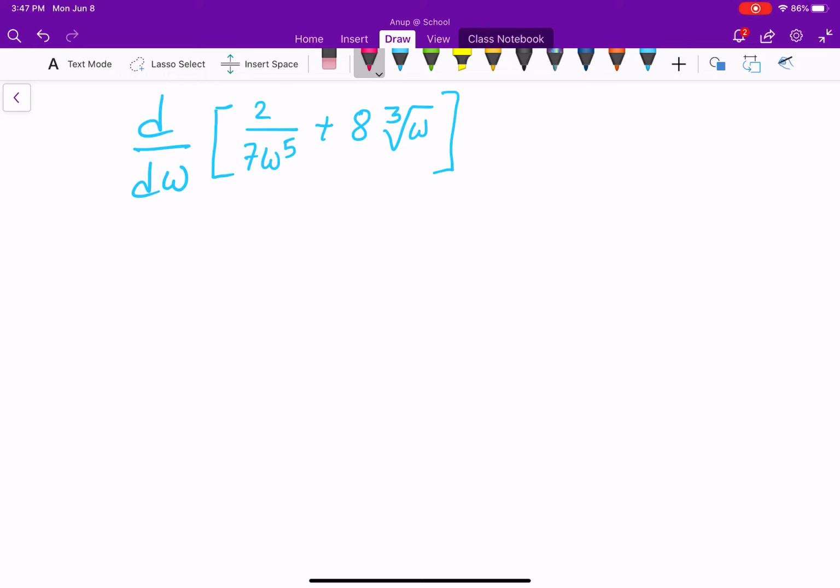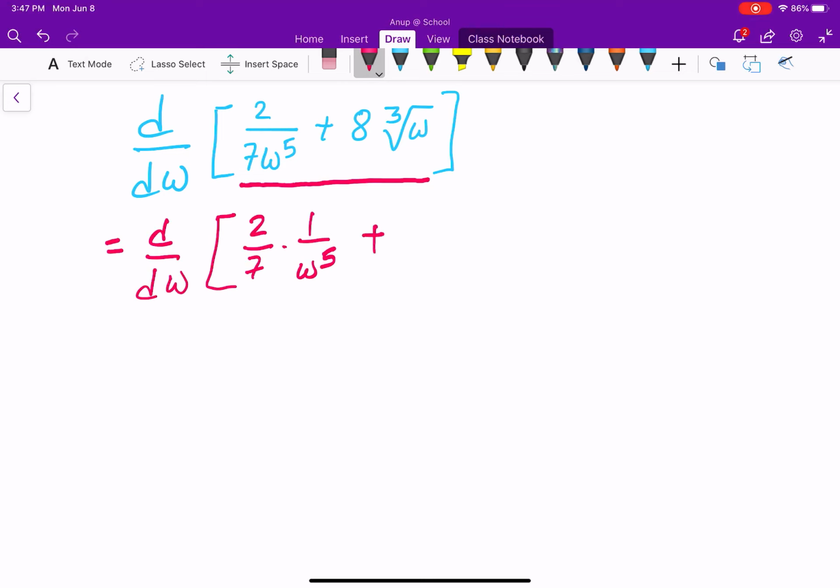Find the derivative of 2 over 7 times w to the power 5 plus 8 times cube root of w with respect to w. Let me rewrite this problem first. We are given to differentiate 2 over 7 times w to the power 5. That can be rewritten as 2 over 7 times 1 over w to the power 5.